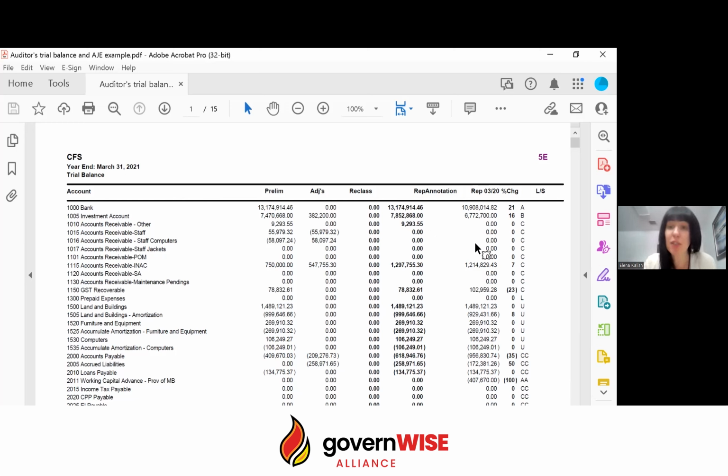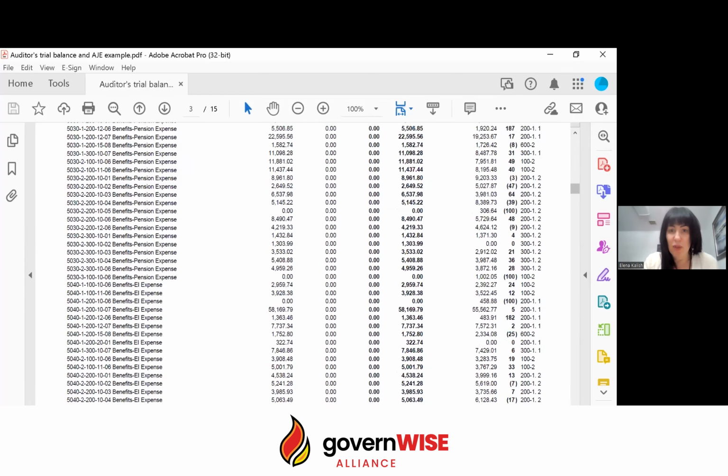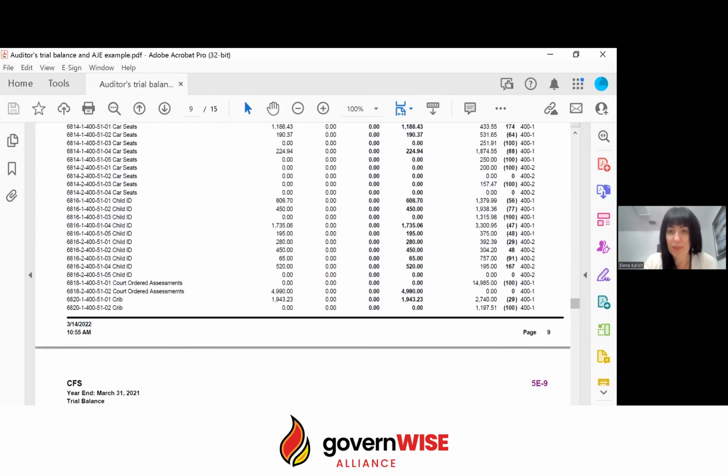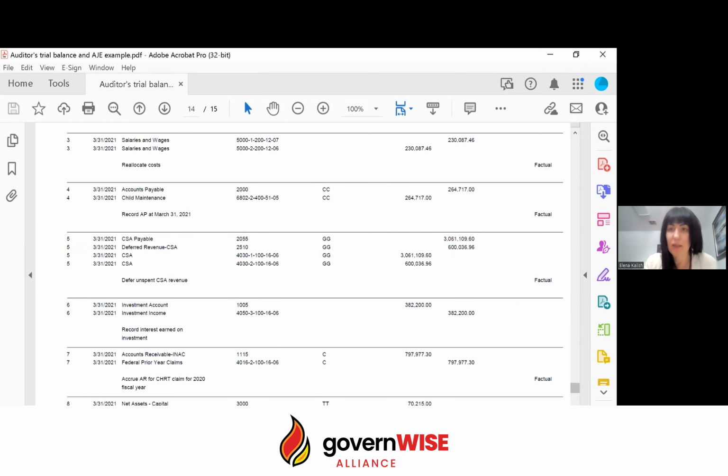And now you'll see here the last column is just the previous year, the March 31st, 2020. It's normally not really useful to us when we're dealing with the current year's adjustment. Another thing to note is at the bottom of the auditor's trial balance, just go to the bottom, it's a long one.